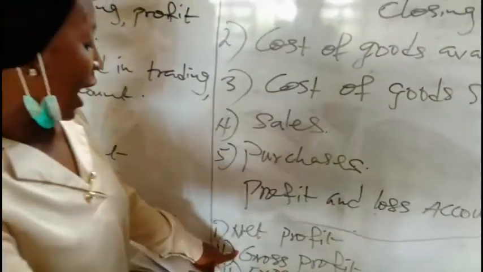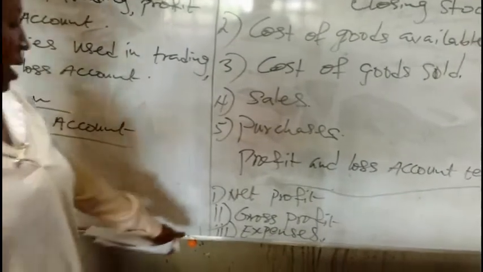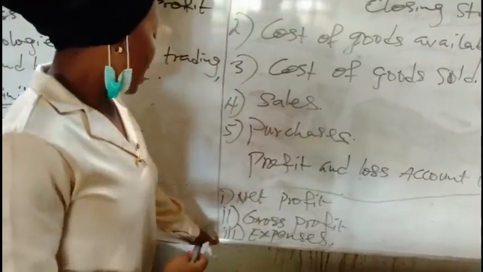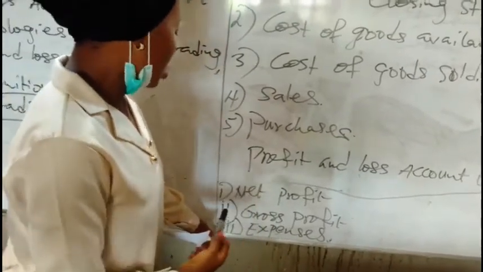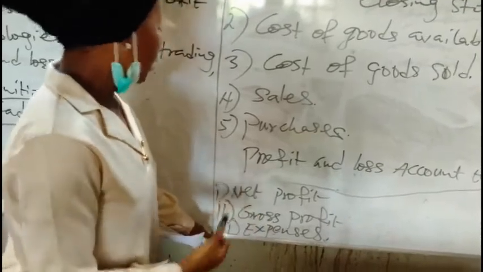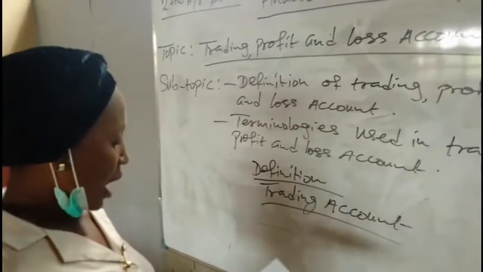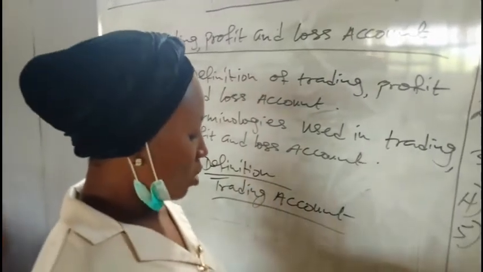To the credit side of what? Of the profit and loss account. The expenses are the what? The expenditure which the business is carrying on, to establish the business, for the business to move smoothly. That is the terms used in profit and loss account. Now, the terms used in profit and loss account, we also look at what?